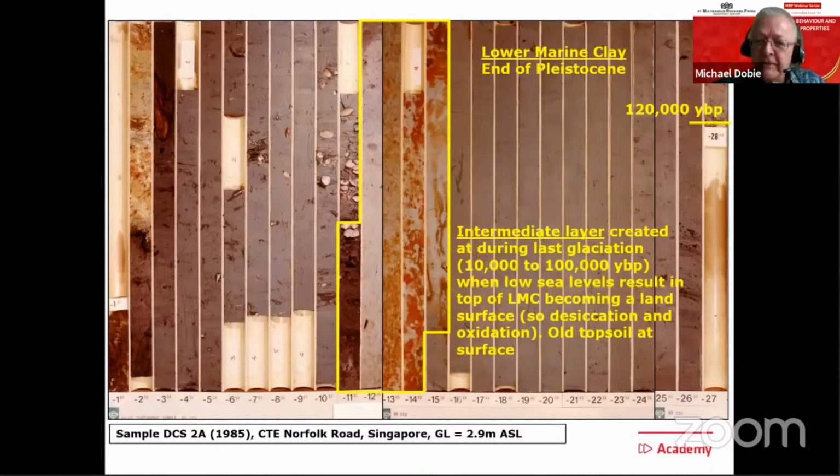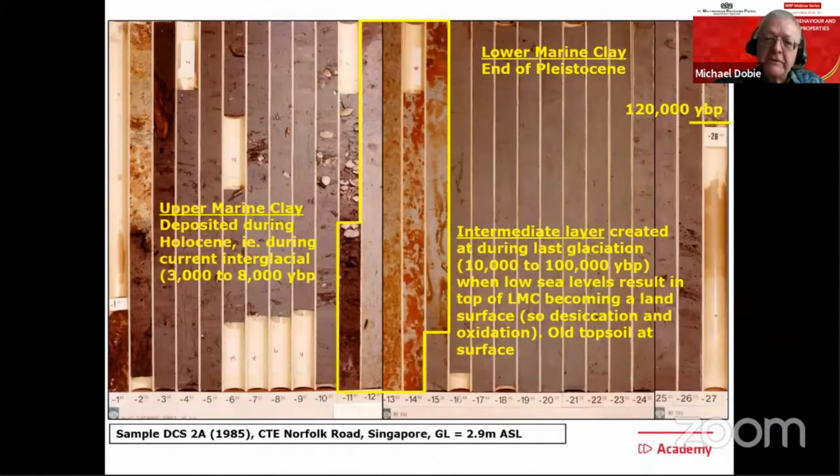And in fact, if you look at the very top, you see that dark brown color, that is an old topsoil. So that was an old land surface. And then we had the end of that glacial period. The sea level rose quite quickly, and then we got deposition of the upper marine clay. And that was deposited between 3,000 and 8,000 years before present.